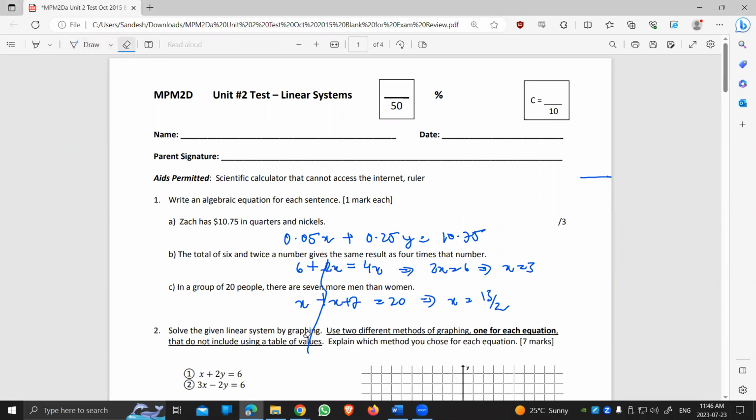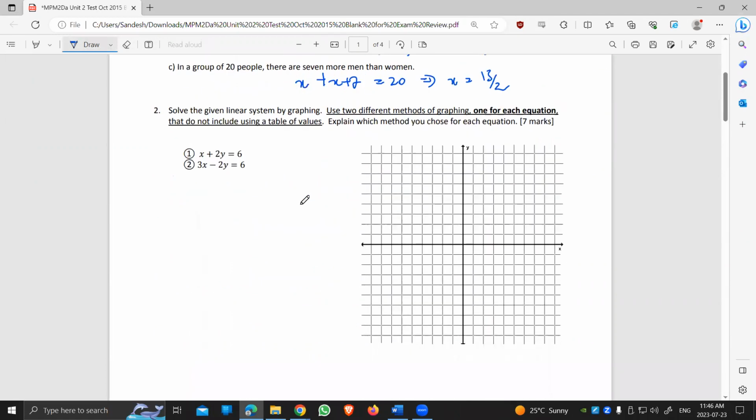That makes sense to you, yeah? Because there's no whole numbers that add up to 20 if one is 7 more. Let's do the next one.